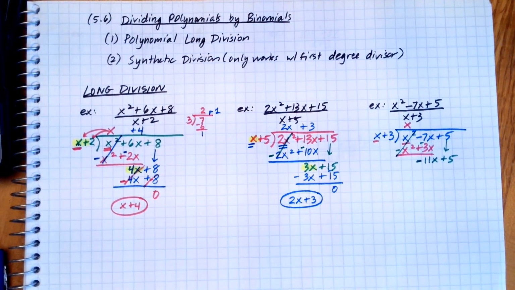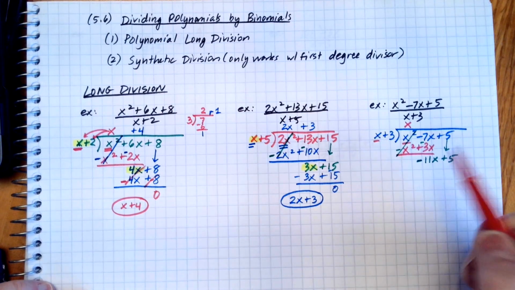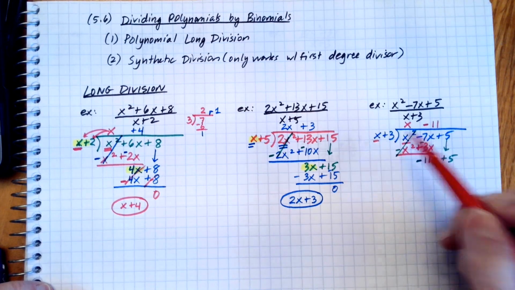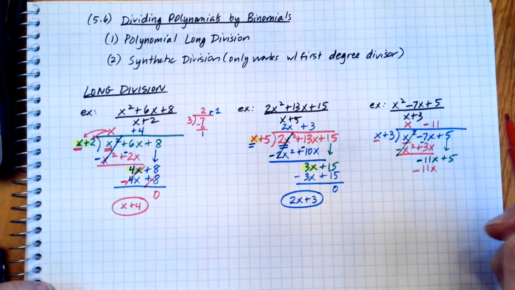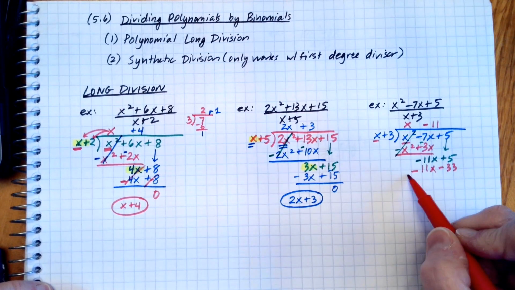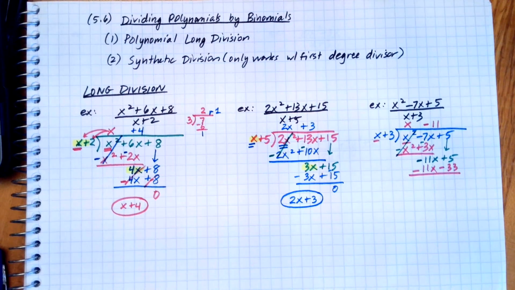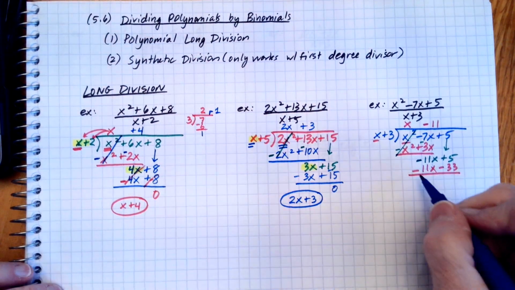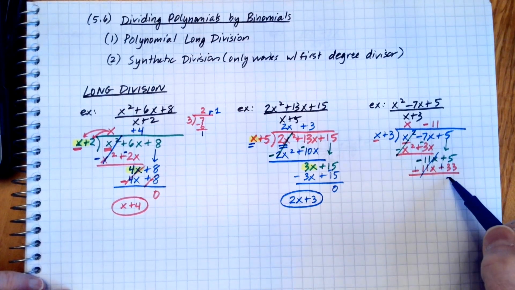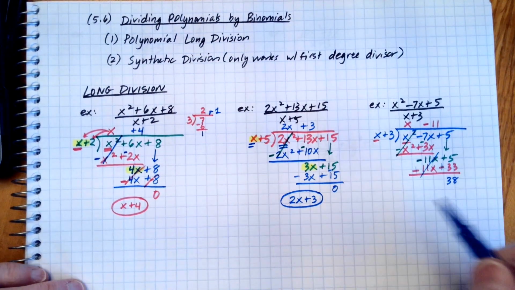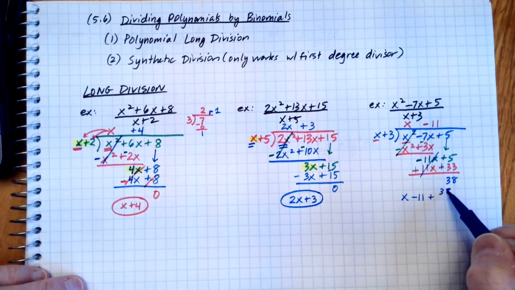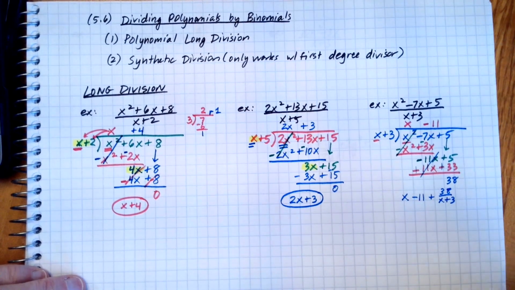So now I say to myself, what times x will give me minus 11x? And it's going to be minus 11. So minus 11 times x is minus 11x. Minus 11 times 3 is minus 33. Then remember, what people often forget is to change the signs to their opposite and combine. These cancel, and you're left with 38. So the answer is x minus 11 plus 38 over the divisor, which is x plus 3.